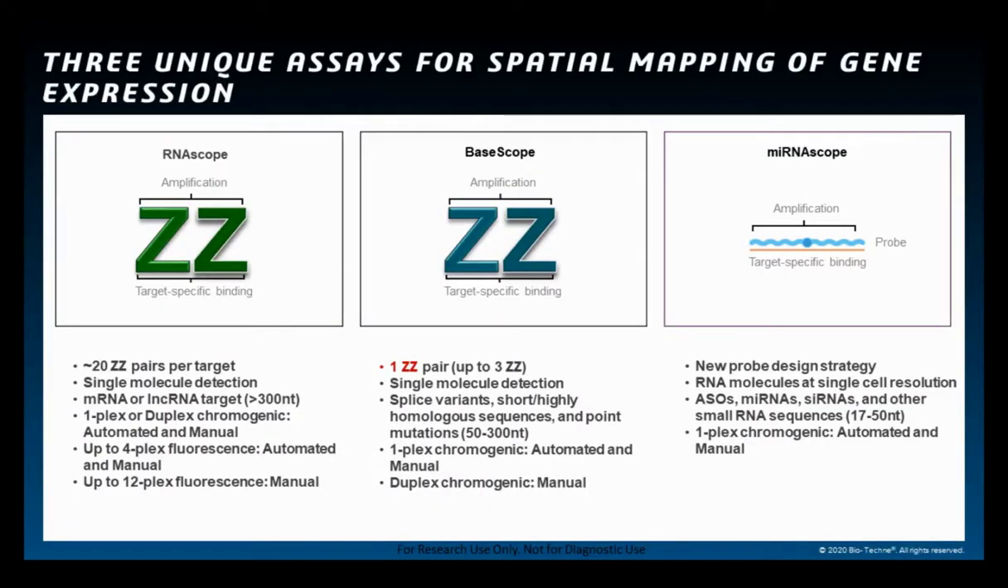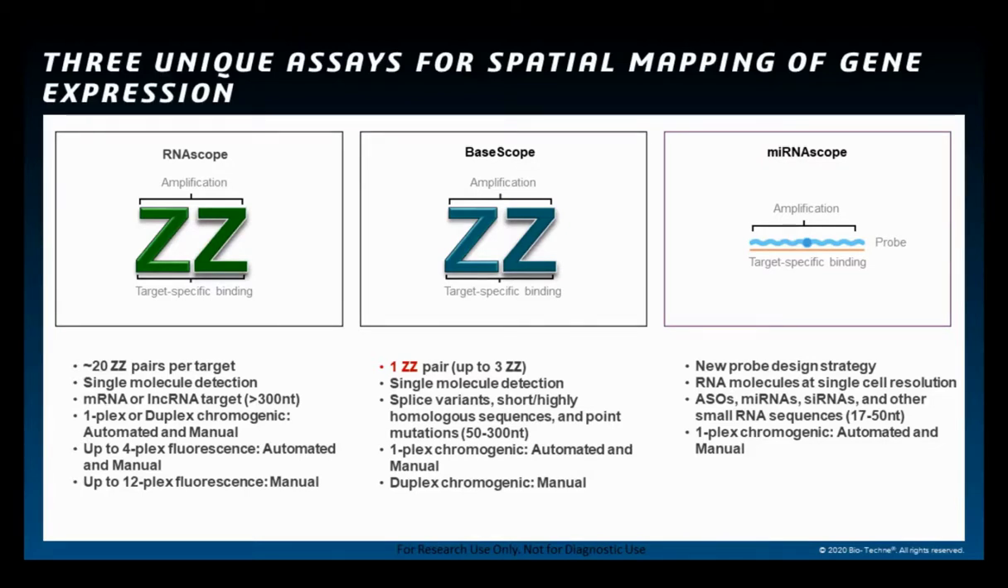In this slide, we're looking at the 3 unique assays that ACD offers to detect any RNA with spatial mapping at single-cell resolution. First, on the left, RNAscope is designed to detect any mRNAs or non-coding RNAs that are greater than 300 nucleotides in length. RNAscope probes are designed in about 20 ZZ probe pairs, and the assays are available in either chromogenic or fluorescence detection modalities for up to 12 targets simultaneously in a single slide.